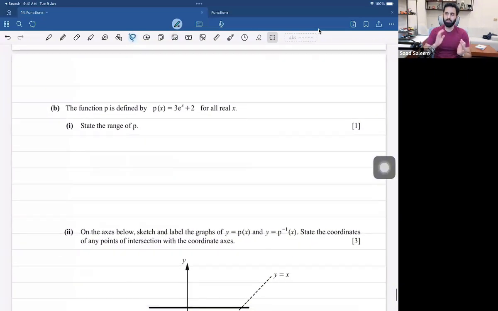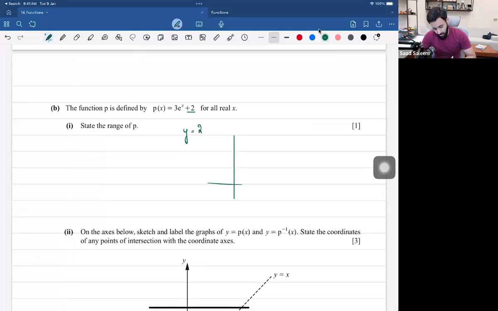Try and visualize the graph of e power x multiplied by 3. Not going to make a huge difference. But what if you do plus 2? What is the asymptote going to be? The asymptote is going to be y equals 2. So that means the graph that we're talking about looks something like this. So here's 2, and this is what the graph looks like. The asymptote will be at y equals 2.